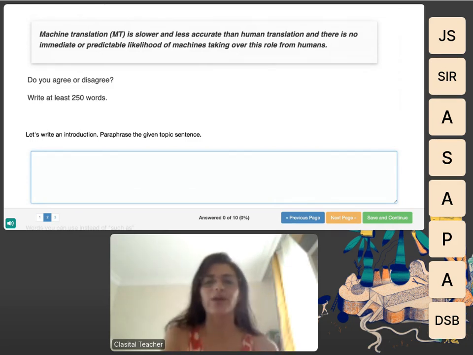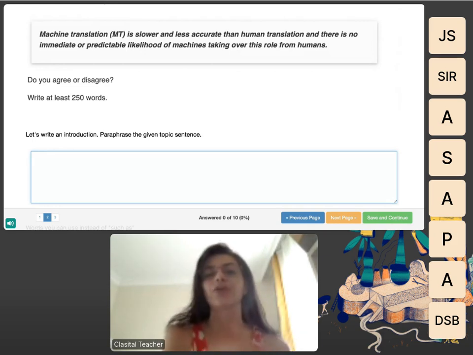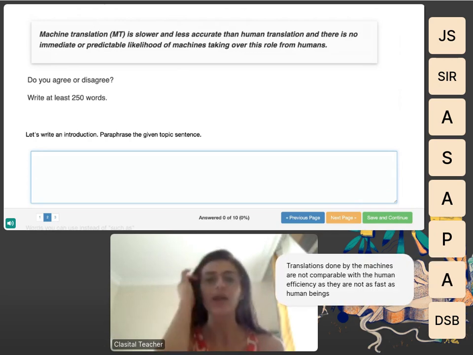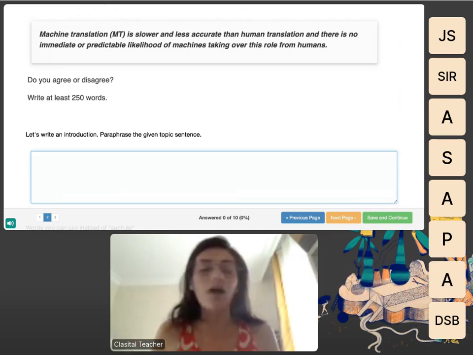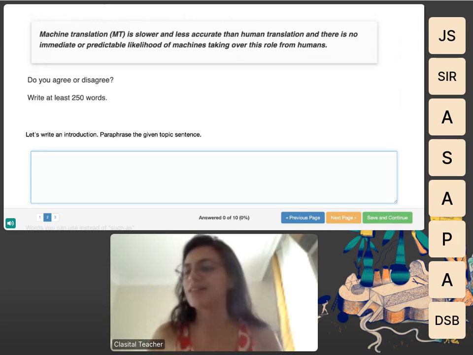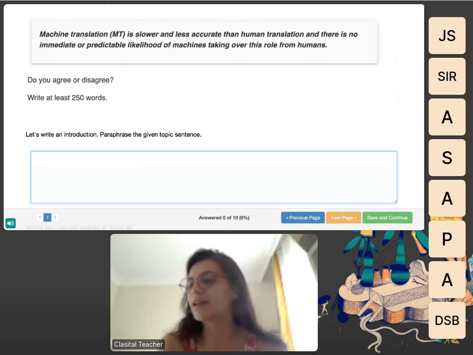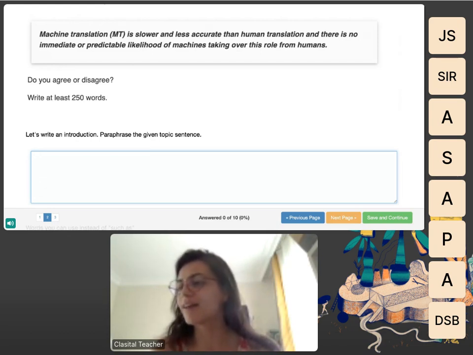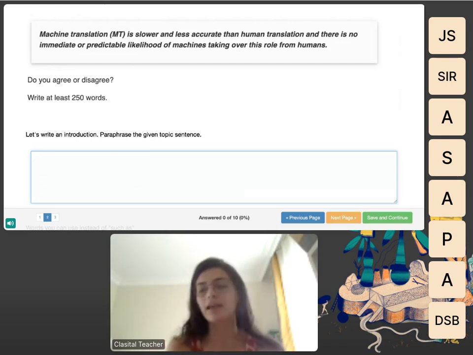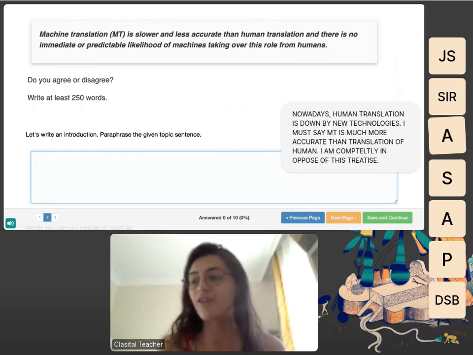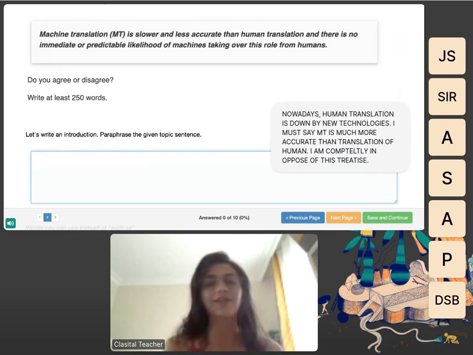So we can turn it the other way around, right? Basically, this sentence's subject is machine translation. It compares to human translation. So we can say, oh, there's a sentence on the chat box. Let's read that. Translations done by the machines are not comparable with the human efficiency, as they are not as fast as human beings. I think that's a perfect translation.